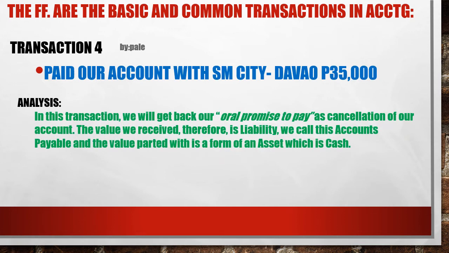So, get back. Atong bawion ang atuang oral promise to pay as a cancellation of our account. So, that is what we receive. So, you close your liability, so debit accounts payable, then take note, you paid. What did you forgo? It's cash. So, right? Credit cash, 35,000.